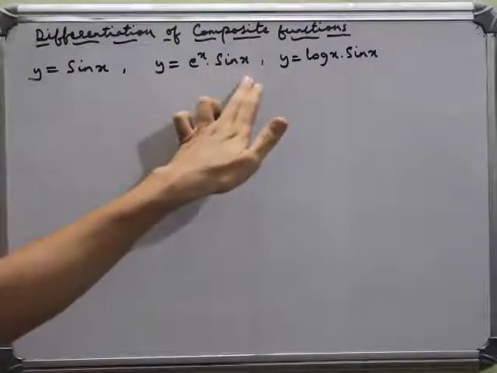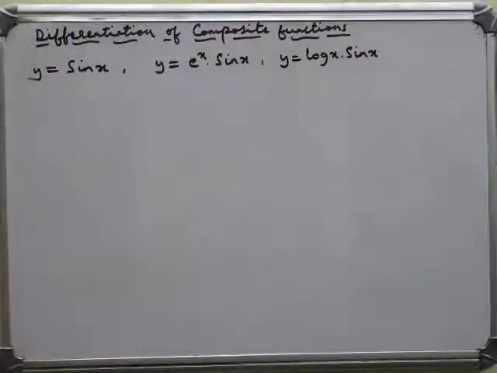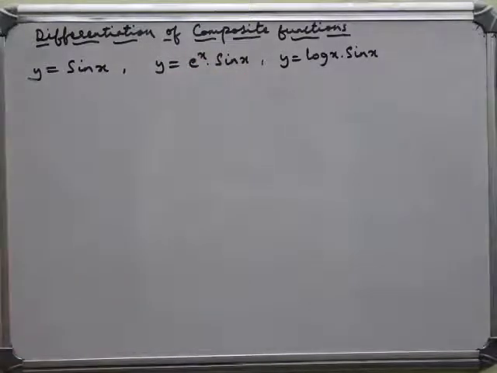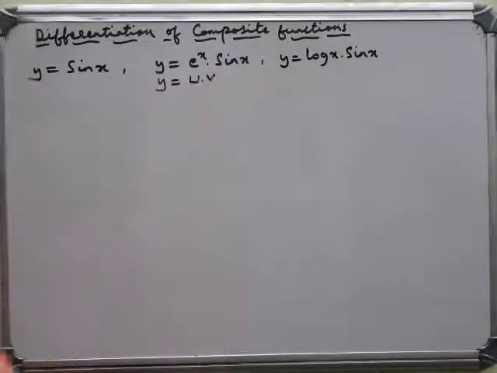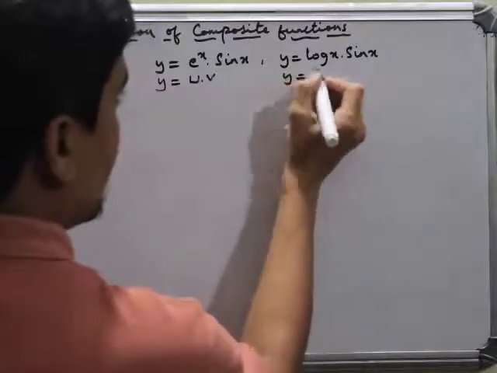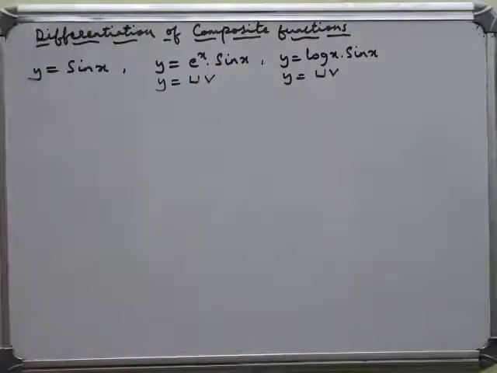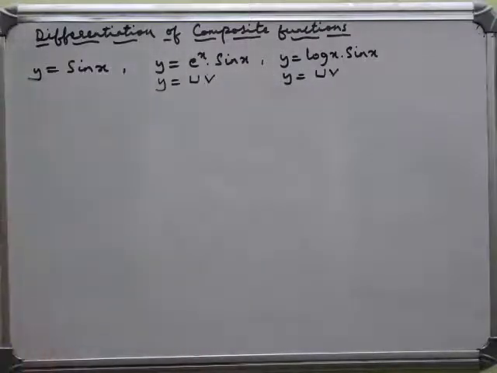Now e raised to x into sin x, this is not a composite function, or this is not even a function of a function. So e raised to x is a different function, sin x is a different function. Here y is defined in the form of a product, and here also y is defined in the form of a product uv. So if you see these type of functions, we call them as a function in the form of product. Here also function in the form of product. Here we have a single function called sin x. Okay.